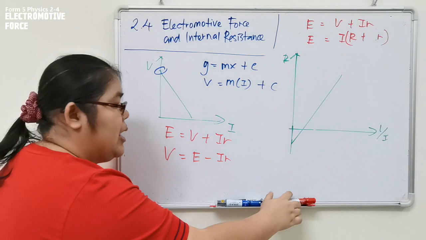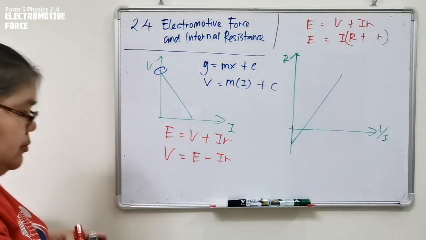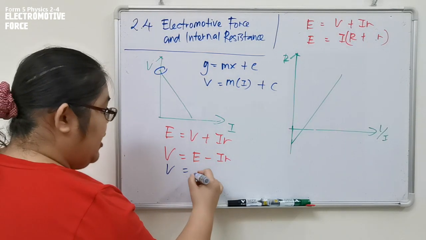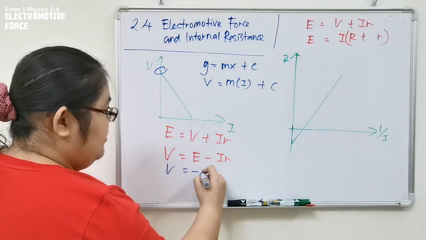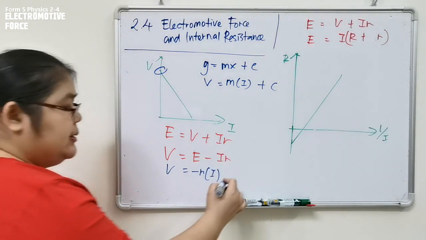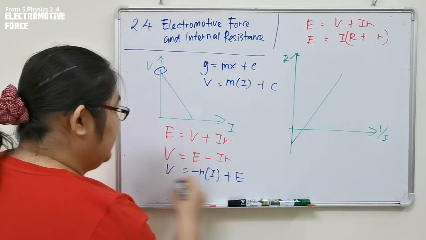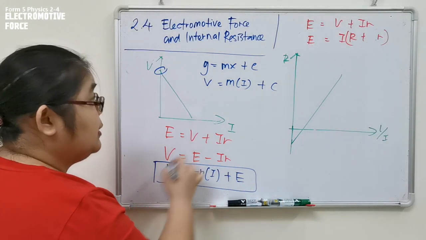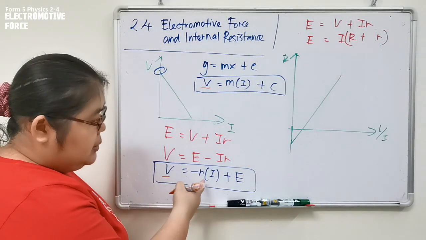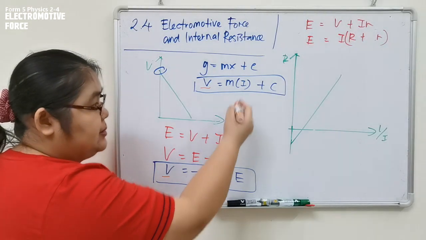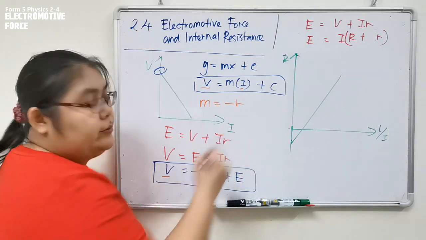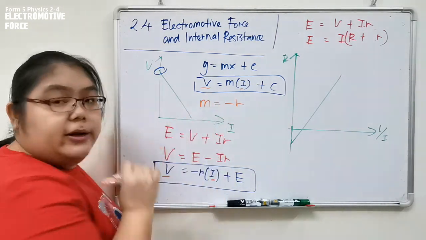Okay, so now I want to make it clearer. V equals, I move the IR to the front, minus R, then I put the I like this. So actually it's the same, then plus E. Now I want you to compare this one and this one. It's V, and this one is also V. Can you see this one is I? I stands for the x-axis. So can I say m equals negative R? Actually, the gradient is negative R.